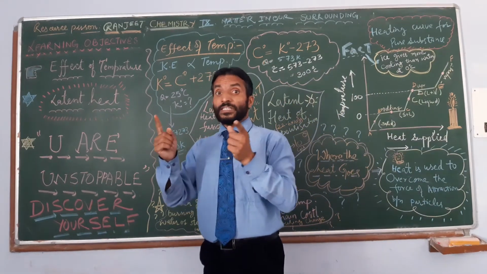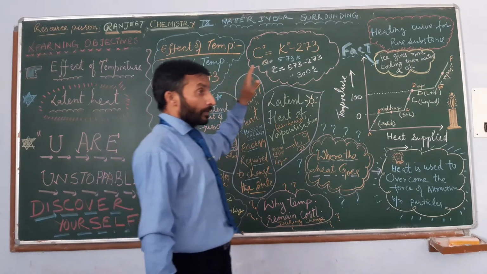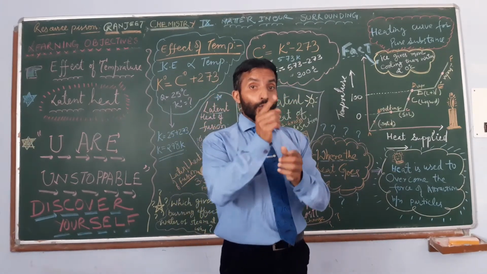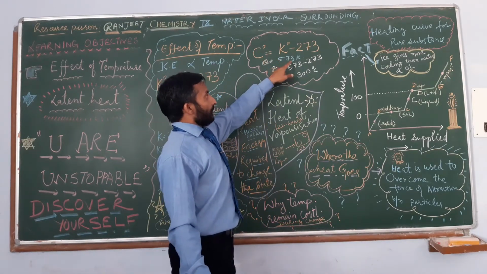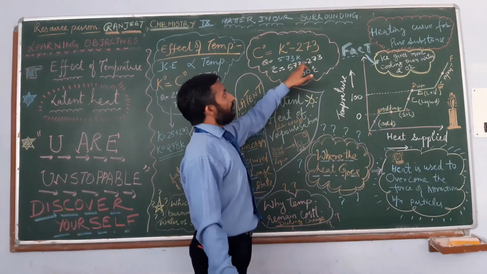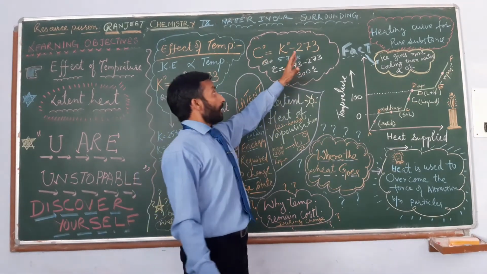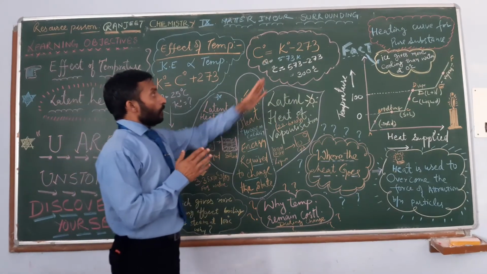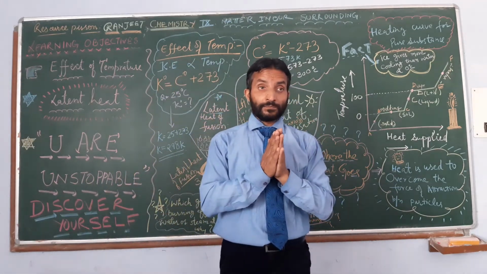So how do we convert the temperature between both scales? We use a formula. If Kelvin has to be converted into degree Celsius, then I subtract 273 from the temperature. For example, 573 Kelvin I have to convert into degree Celsius. So 573 minus 273, the answer is 300 degree centigrade. And if I have to do the opposite, convert degree Celsius into Kelvin, then I add 273.